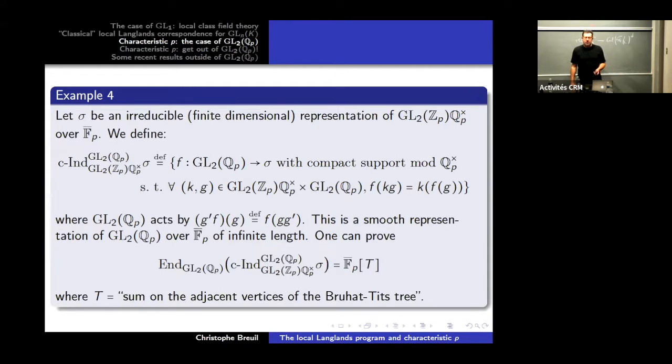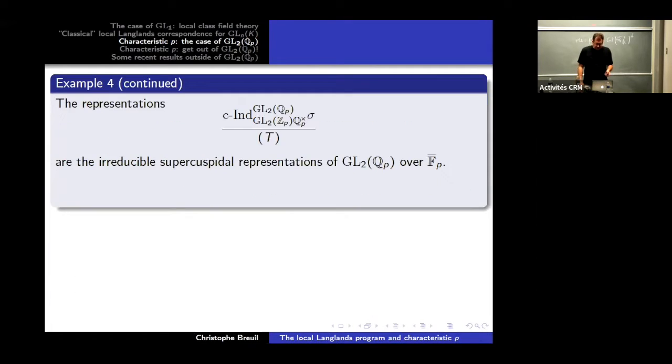But you can prove that there's a canonical GL2 QP equivariant endomorphism, which we call T, sometimes U, depends on what you prefer, between these two compact inductions. And the last sentence, you can forget it. So there's a canonical endomorphism, and you can consider the quotient of this compact induction by the image of this endomorphism. It's not surjective, okay? So you can take the quotient by its image. It's non-zero, and it's actually an irreducible so-called supercuspidal representation of GL2 QP over FP bar, meaning it doesn't occur from principal series or as a subquotient of principal series.